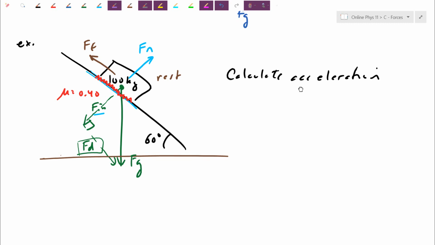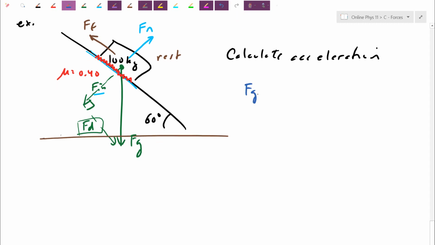Again, we typically do this in order. Let's start off with just plain old Fg. Fg is equal to m times g, so it's going to be 100 times 9.8. Regardless if we're on a ramp or not, this one here is 9800, so that's going to be newtons there. This time gravity was the problem.